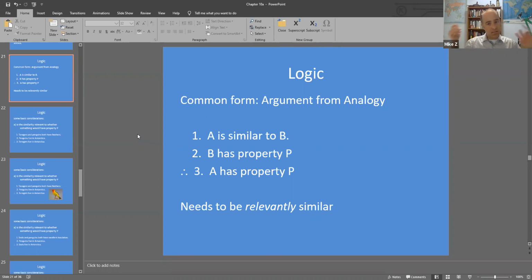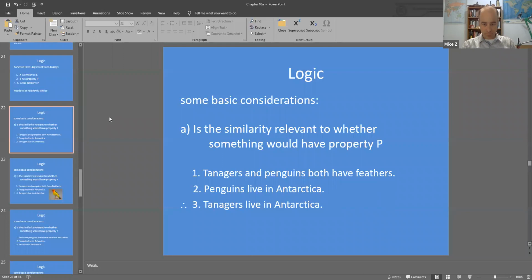Now this is not intended to be a deductively valid argument, right? So we're not trying to guarantee that the conclusion is true. We're just trying to make it more likely, to increase our confidence that this conclusion is true. But of course, in order for this kind of argument to work, it needs to be a good analogy, such that A and B are relevantly similar. So here's something to pay attention to. Is the similarity between A and B relevant to whether something would even have property P at all? And we'd have to look at the specific example here.